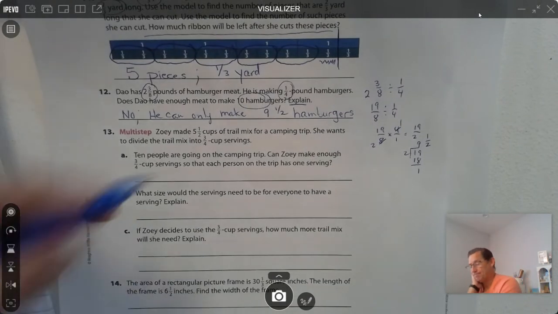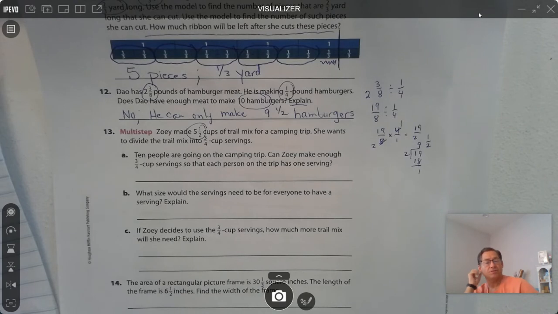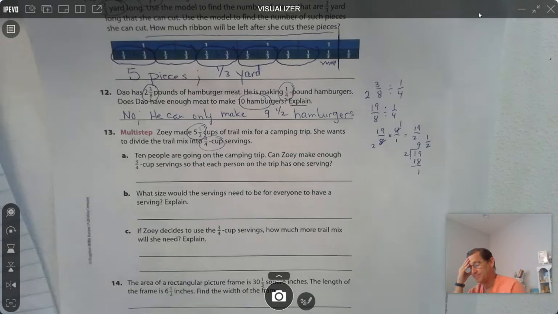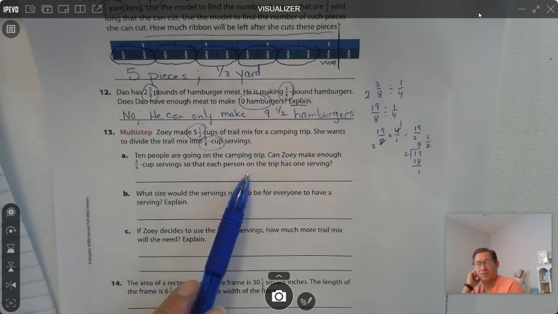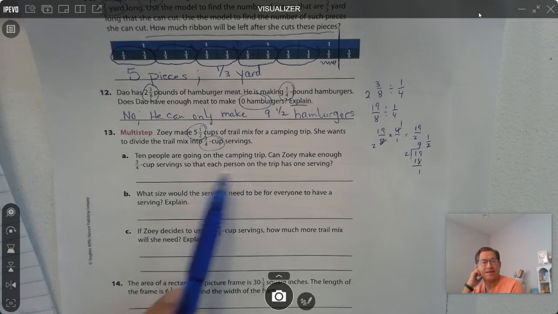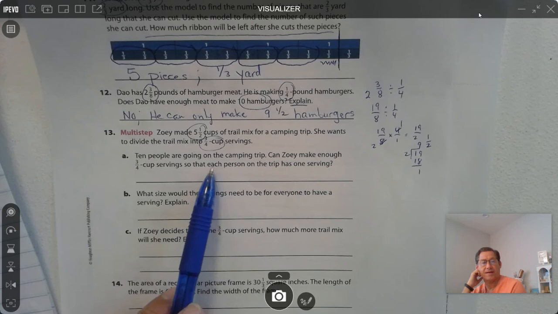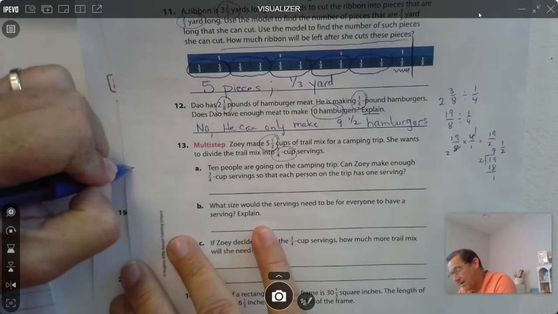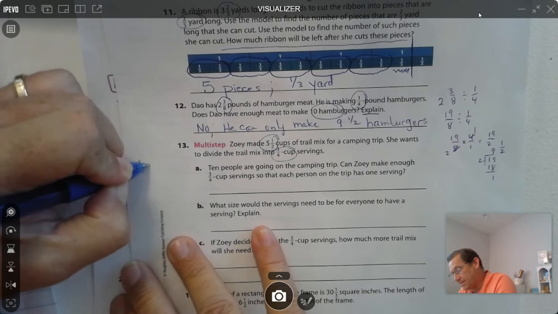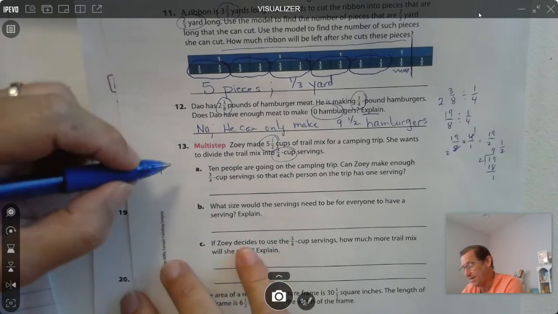Number 13, Zoe made 5.5 cups of trail mix for a camping trip. She wants to divide the trail mix into 3/4 cup servings. Okay, so 10 people are going on the camping trip. Can Zoe make enough 3/4 cup servings so that each person on the trip has one serving? Let's see.